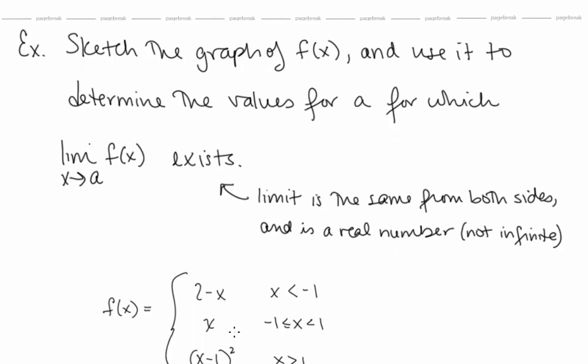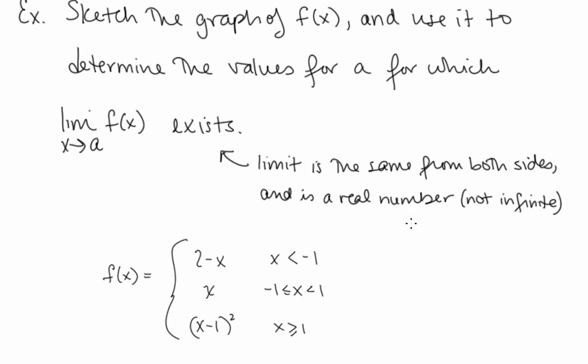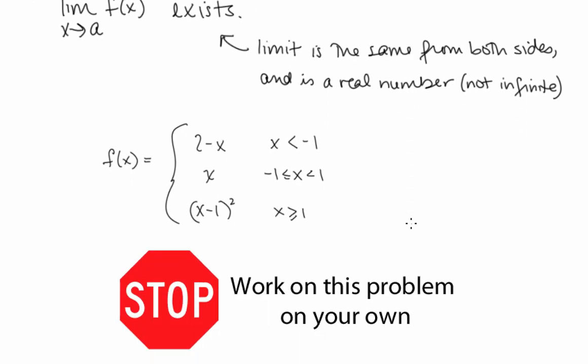Let's take a look at another example. Sketch the graph of f of x and use it to determine the values for a for which the limit exists. And this is the limit as x goes to a of f of x. So we're asked to graph this piecewise function and determine for which values of a this limit exists. And note, when we're saying that this limit exists, we're saying the limit is the same from both sides, the left and the right, and it's a real number. It's not infinite. So please take a few minutes and sketch the graph of this piecewise function. Please pause the video and work on that.